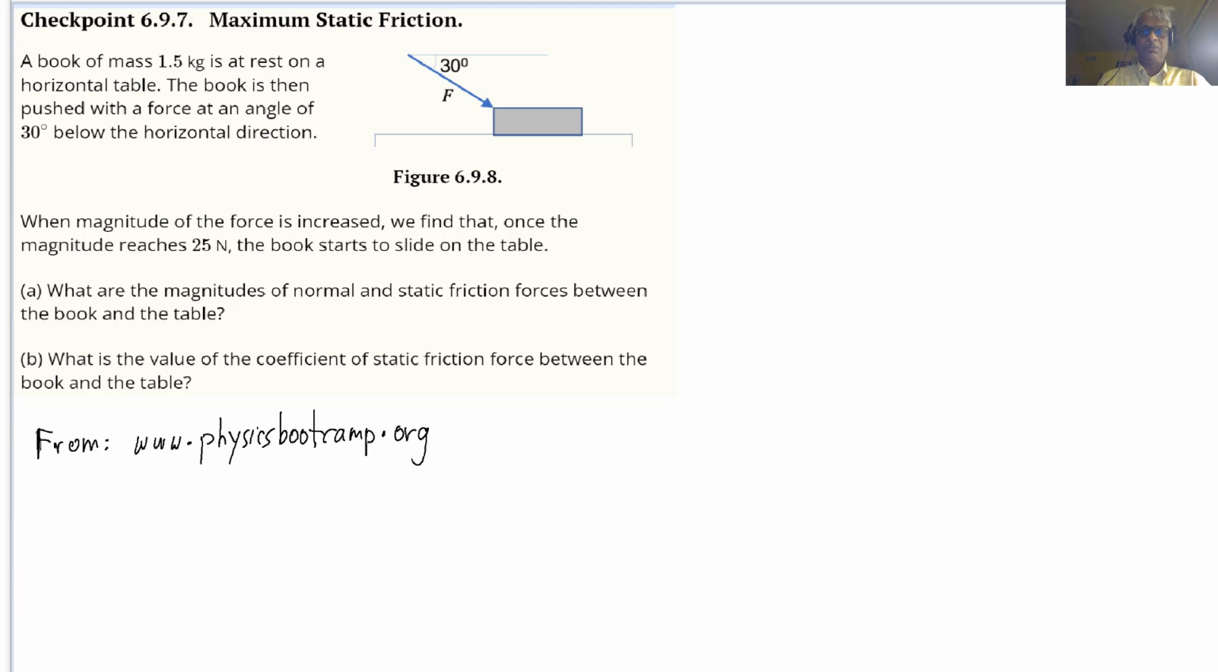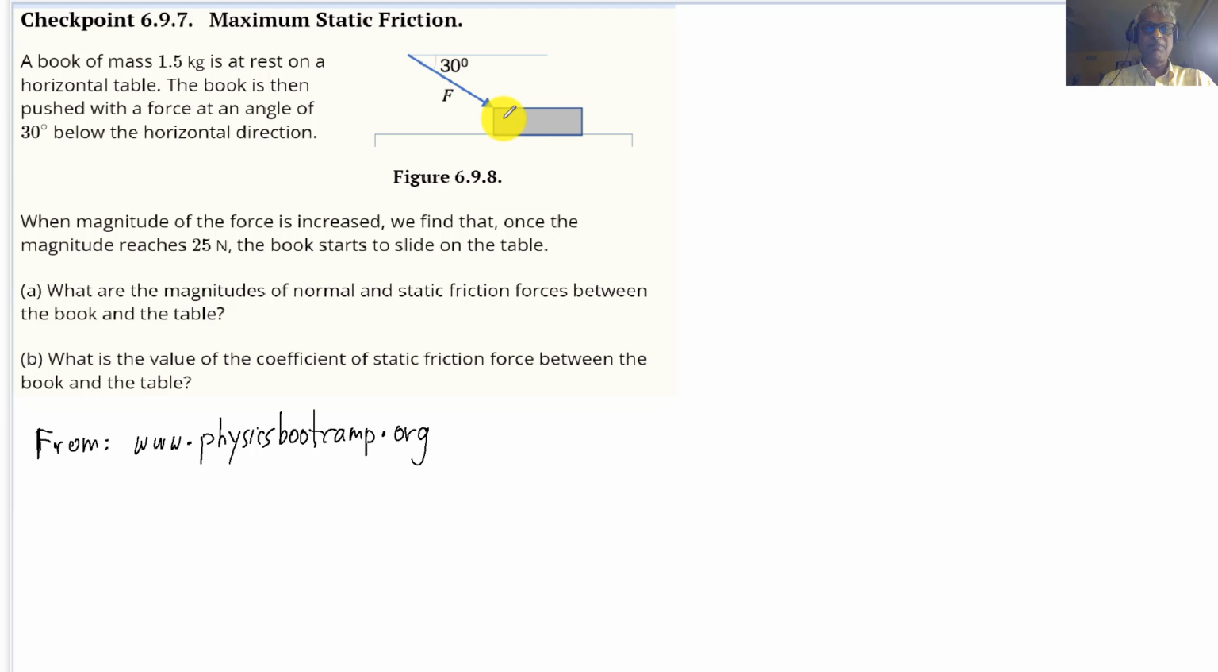Today we are going to talk about static friction. So this is a very standard problem, and we will illustrate a couple of ideas that go with this kind of problem. So first is what the question is.